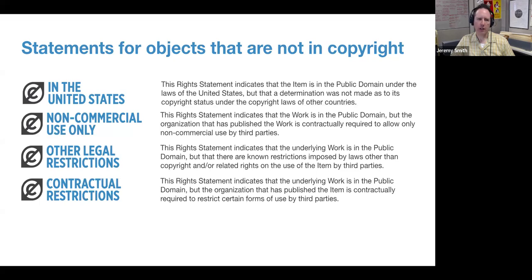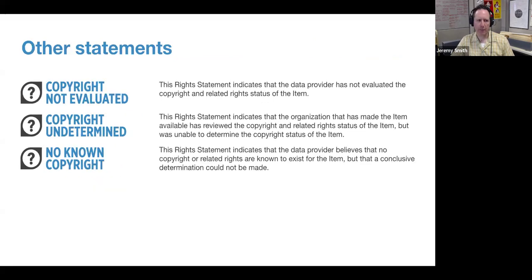Third one is no copyright, other known legal restrictions. So it indicates that the underlying work is in the public domain, but there are known restrictions imposed by laws other than copyright on the use of the item by third parties. Again, this is targeted at institutions outside the US. And then the last one is some kind of, the work's in the public domain, but the organization that has published the item is contractually required to restrict certain forms of use by third parties because of a donor agreement. Next.